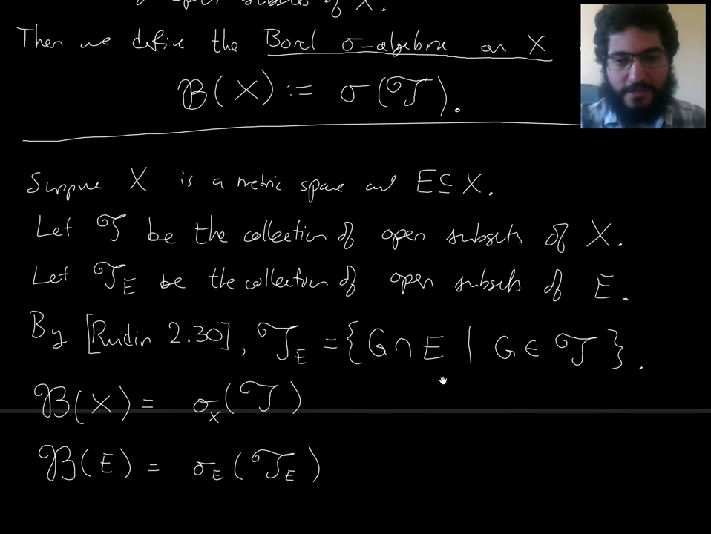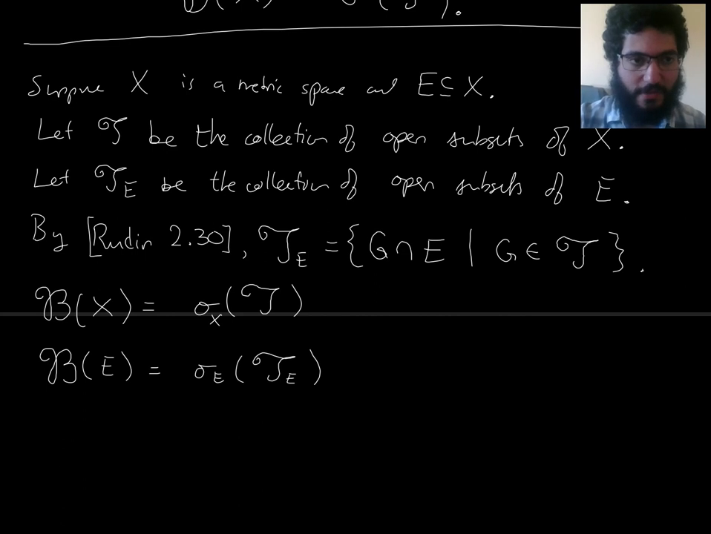Now here's another nice way that you might try to describe the Borel sigma algebra on E. So the Borel subsets of E, you could say, are the ones you get when you take Borel subsets of X and intersect them with E, just like the open subsets of E are the ones you get when you intersect open subsets of X with E. So there's this other thing that you might like to refer to as this, but it's not clear that it's the same thing.